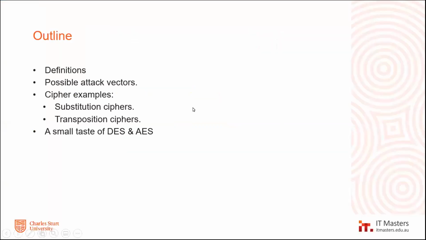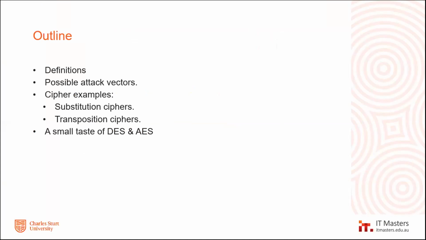So the agenda for this evening is some basic definitions around classic encryption or standard encryption. We're going to look at, in a very small way, some possible ways in which encryption can be attacked. This type of encryption can be attacked, and we'll build on that over the next couple of weeks with asymmetric encryption and hashing as well.